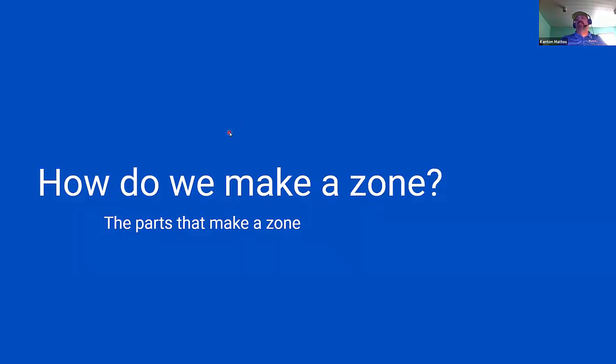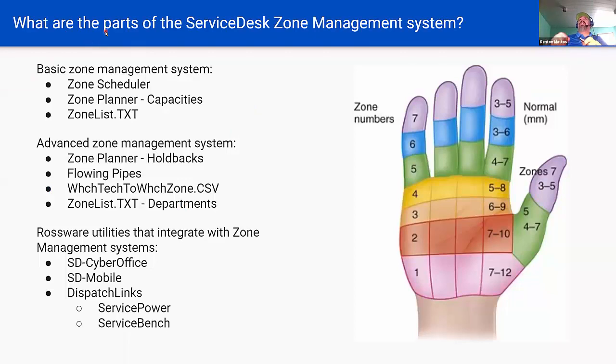The parts that make up a zone. Well, what are the parts of the ServiceDesk zone management system? We have our basic components of our zone management system. So we have our zone scheduler, we have our zone planner, and the capacities that we then assign. And then we have our zonelist.txt file. More advanced components of our management system would be the zone planner, looking at the holdbacks that we can create, the flowing pipes file, the tech to which zone .csv, and then the zonelist.txt file, but now we've added departments to that to make it a little bit more complex.